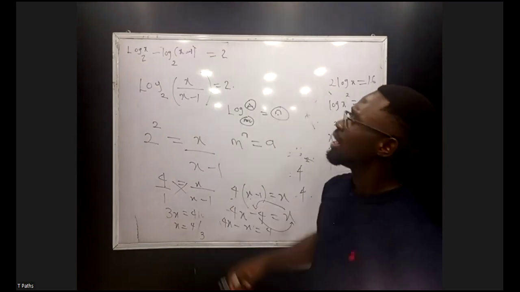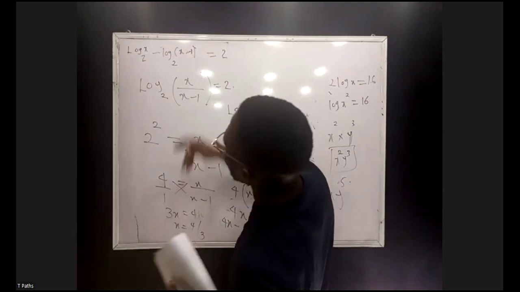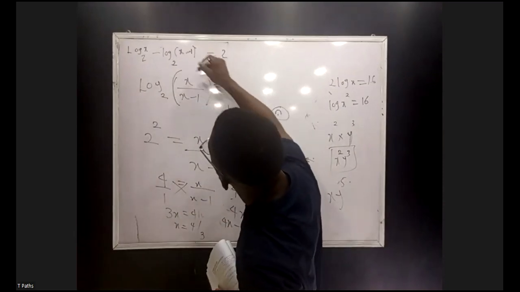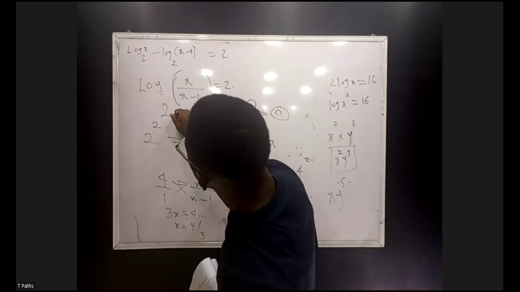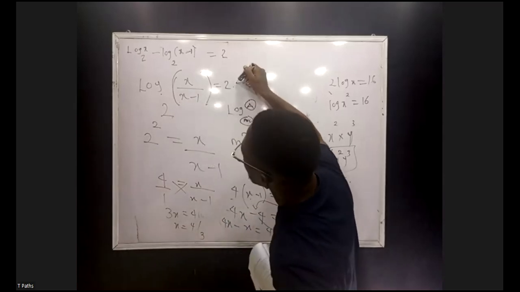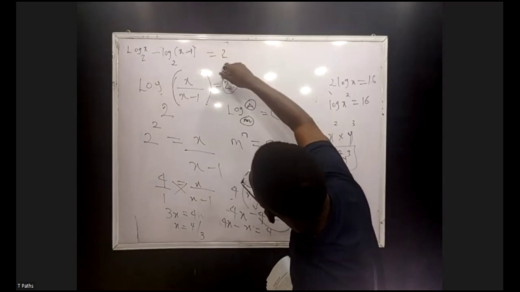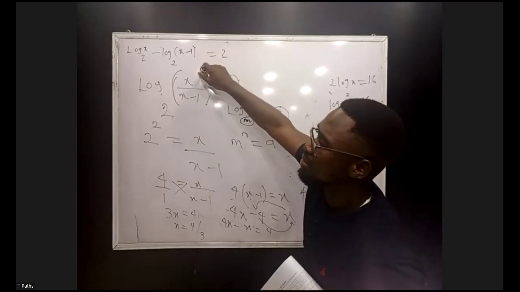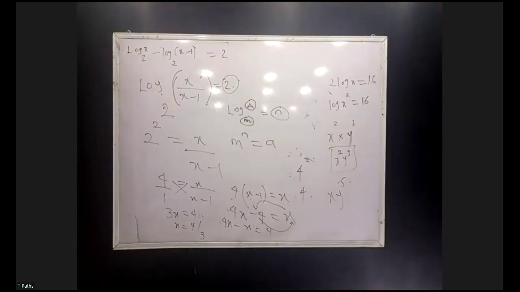So at this point, the only thing I did was apply the original concept of logarithm, which says that this is the logarithm of this whole thing in the bracket, base 2, equal to 2. It means that this 2, the base, raised to power this thing, must give me this. Am I making sense?